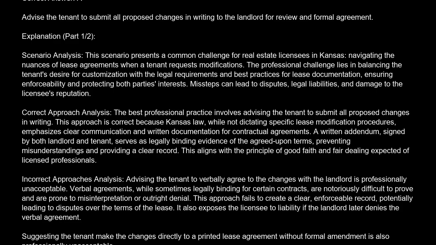Incorrect approaches analysis. Advising the tenant to verbally agree to the changes with the landlord is professionally unacceptable. Verbal agreements, while sometimes legally binding for certain contracts, are notoriously difficult to prove and are prone to misinterpretation or outright denial. This approach fails to create a clear, enforceable record, potentially leading to disputes over the terms of the lease. It also exposes the licensee to liability if the landlord later denies the verbal agreement.